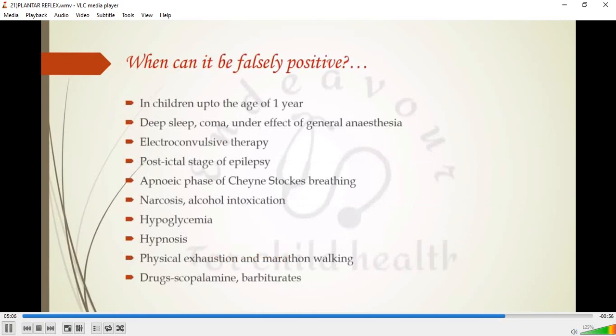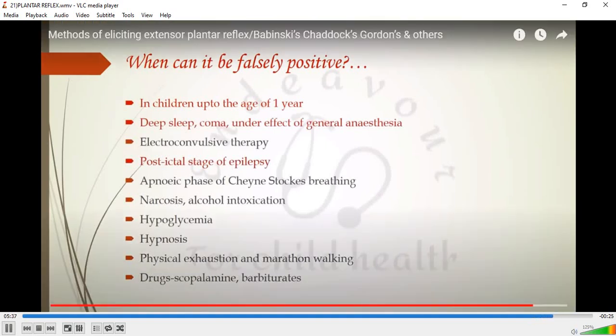So when can it be falsely positive? There are a plethora of causes, but as pediatricians, we must already know that age less than 1 year is an important cause, rather up to 18 months, due to incomplete myelination of the corticospinal tract. Sometimes it can also be positive in deep sleep, coma, post-ictal stage, electroconvulsive therapy, severe hypoglycemia, narcosis, under the effect of general anesthesia, or even during physical exhaustion. Remember, one common factor is that the corticospinal tract has temporarily lost its negative control on the spinal cord in all these physiological states also.